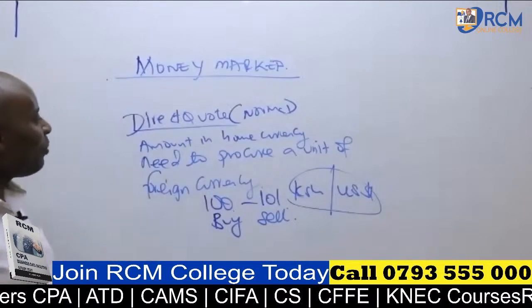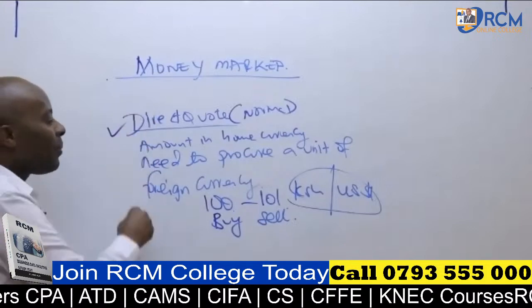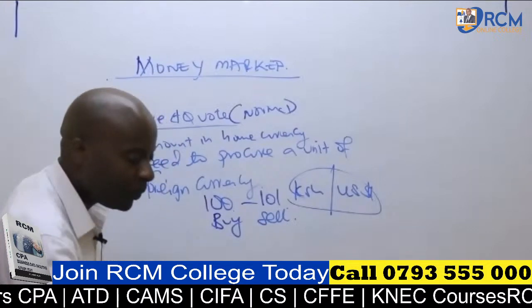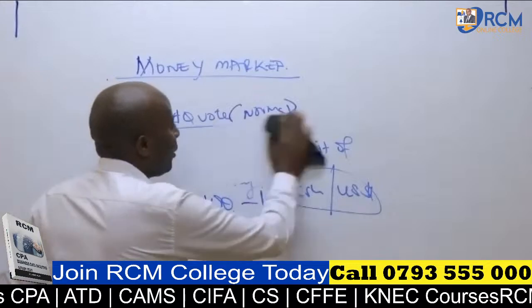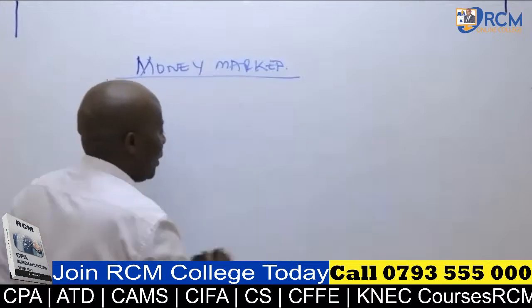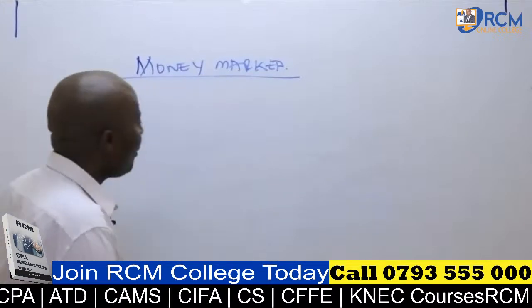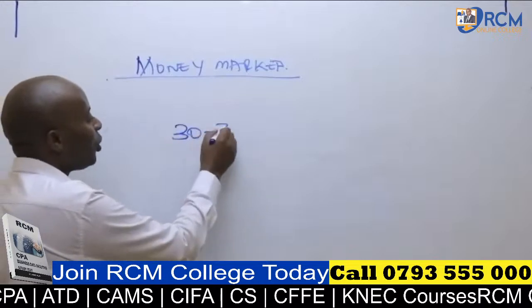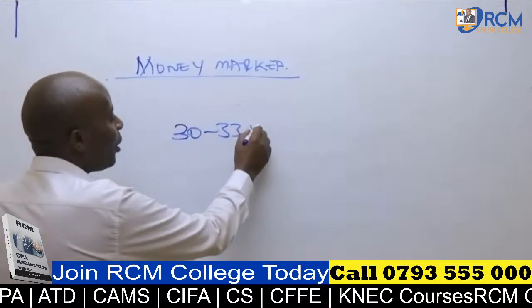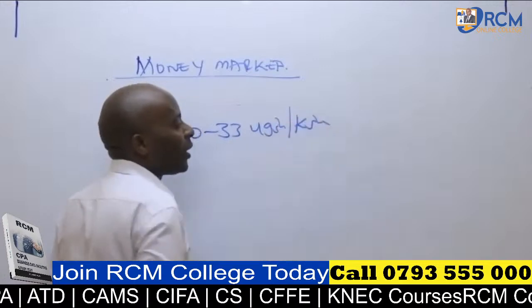Kama sasa hii ukienda, for example, umepatiwa quote ambayo inakaa hivi. Hii quote, examiner anakuja na kuambia, for example, 30 to 33 Uganda shillings per Kenya shilling.